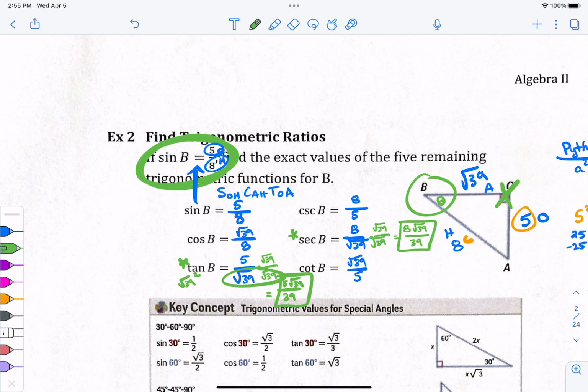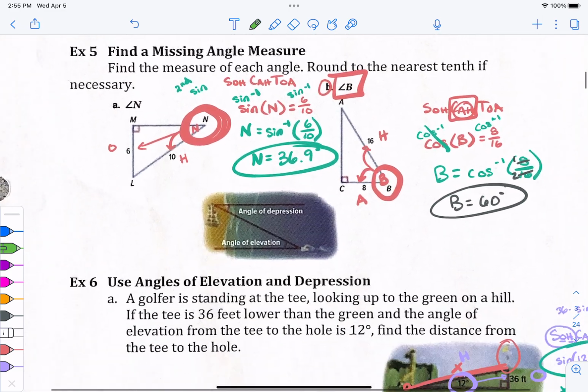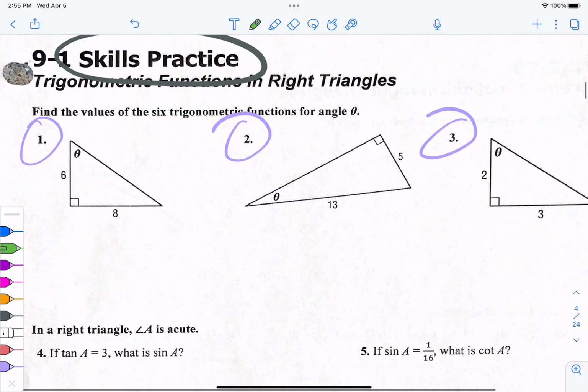Got it? Okay, that is all I have. That's where we're going to stop, but I'm going to tell you what homework to do. Are you ready? Okay. Do 1, 2, 3 and 1, 2, 3 on both sides.